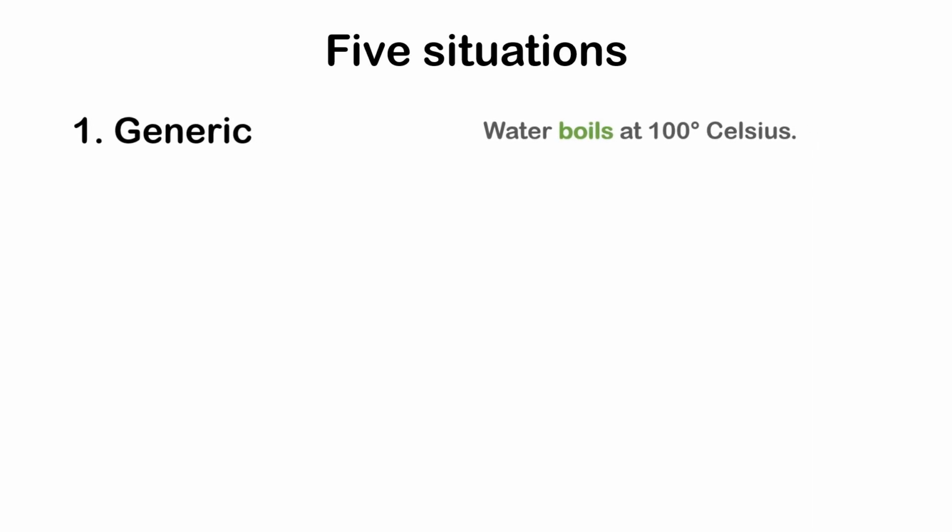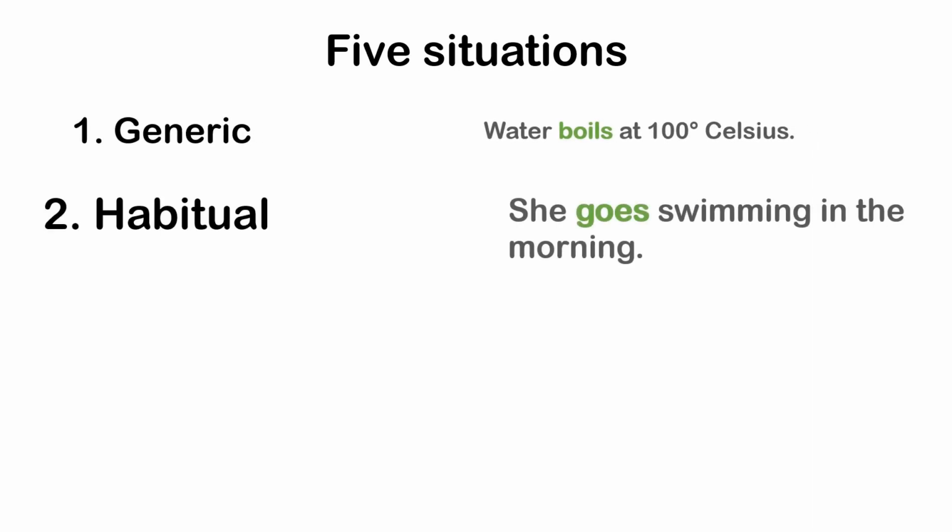We have 5 specific situations when we use the present simple tense. Generic value, which refers to a generic action, truth that is generally valid. Water boils at 100 degrees Celsius. Habitual value, where we talk about a routine. She goes swimming in the morning.